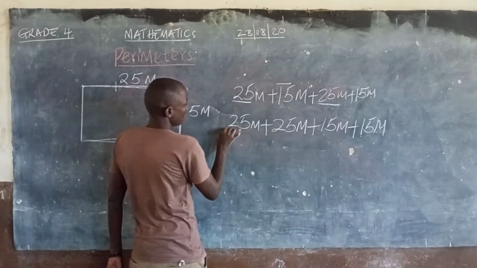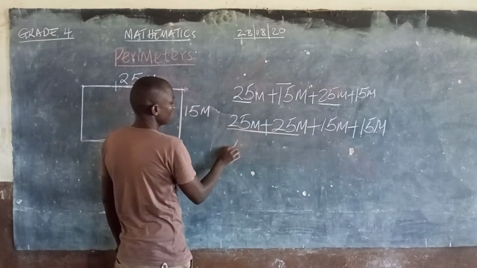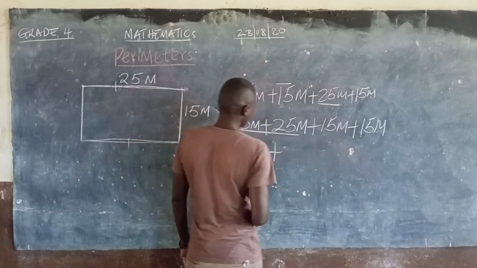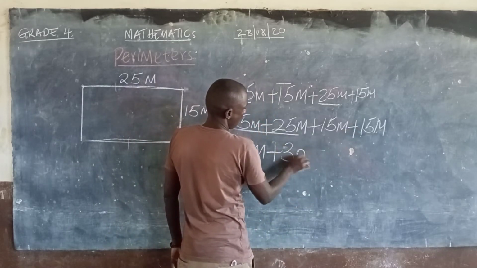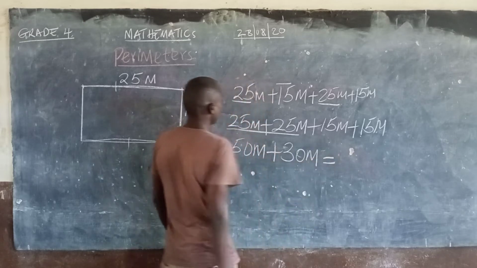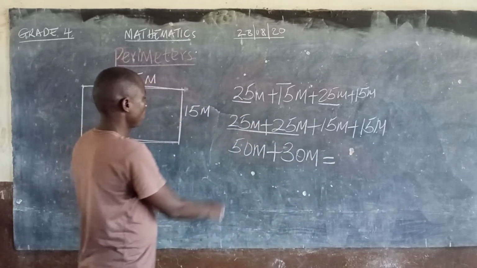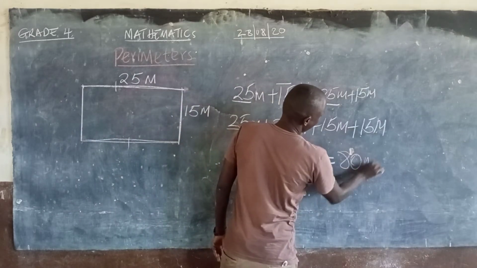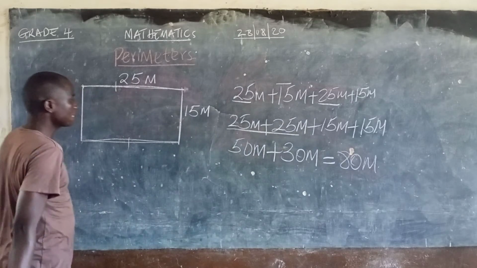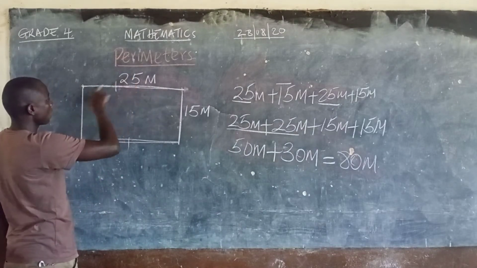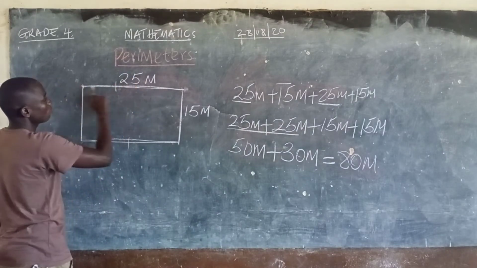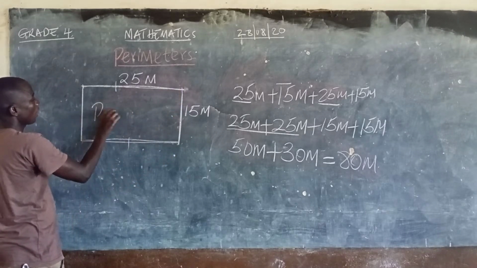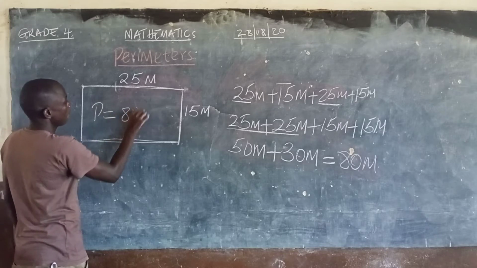Then add 25 plus 25, this gives you 50 meters, plus 15 plus 15, this gives you 30 meters. Now you add the two: 50 plus 30, this gives you 80 meters. Hence, the distance around the figure, that is perimeter, when I start here, 25, 15, 25, 15, in total, I've covered a distance of 80 meters.